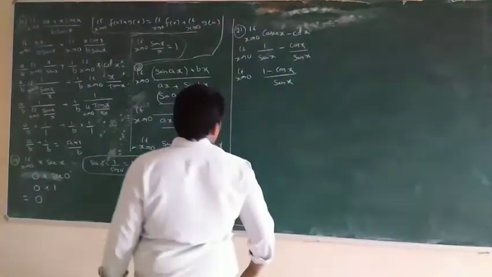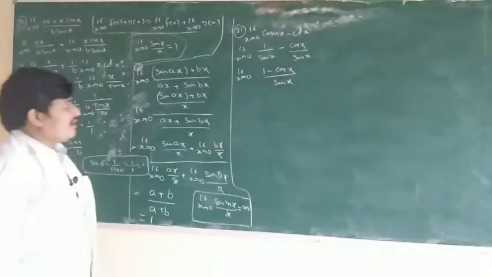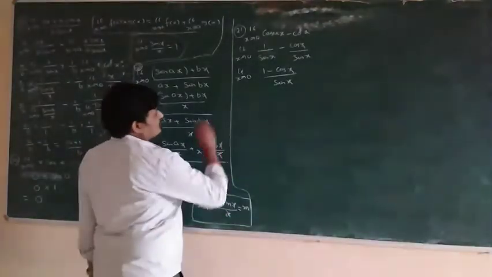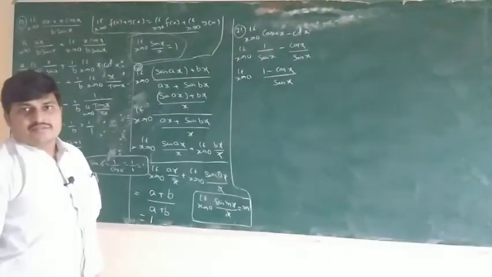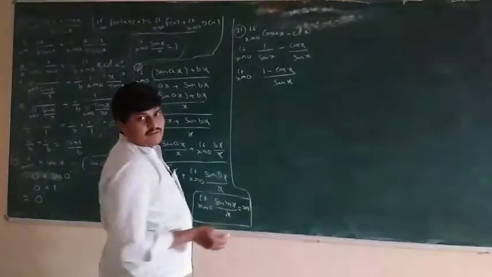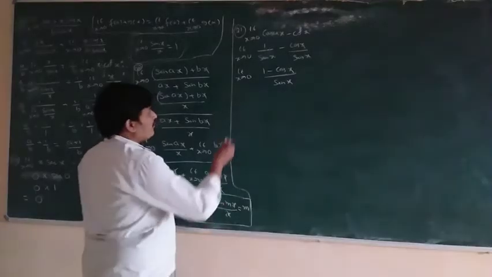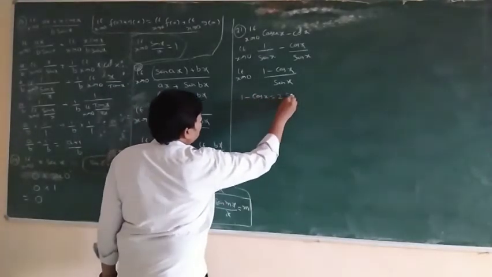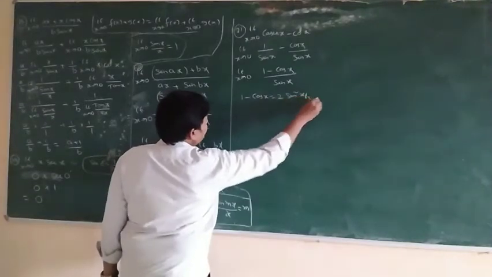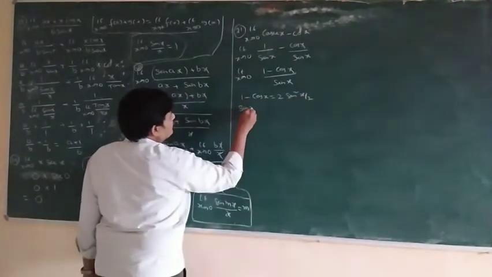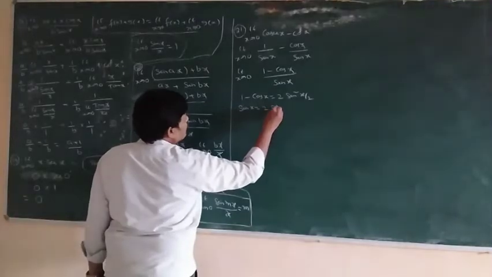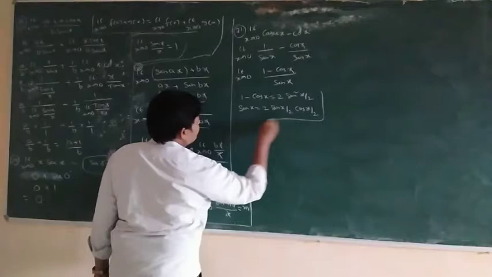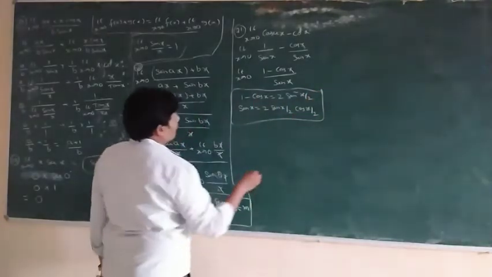We already discussed the formulas yesterday, the trigonometric half angle formulas. 1 minus cos x is equal to 2 sin square x by 2, and sin x is equal to 2 sin x by 2 into cos x by 2.